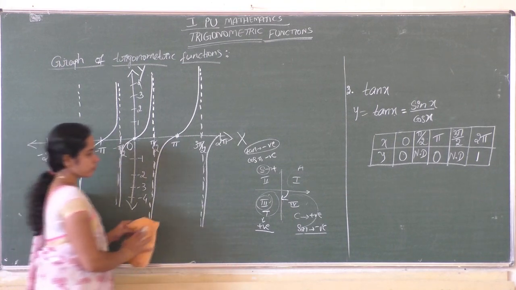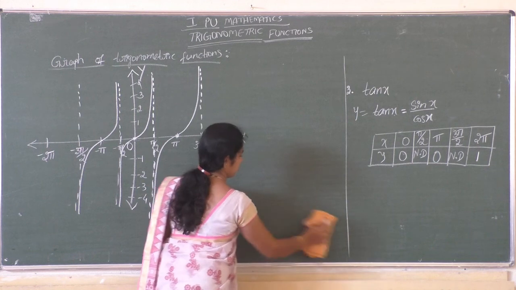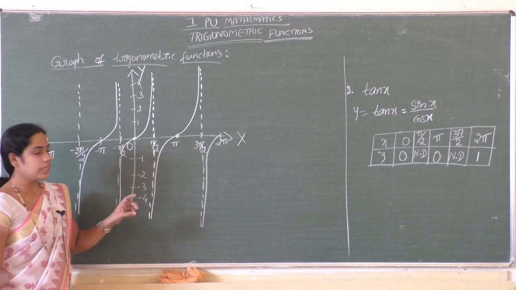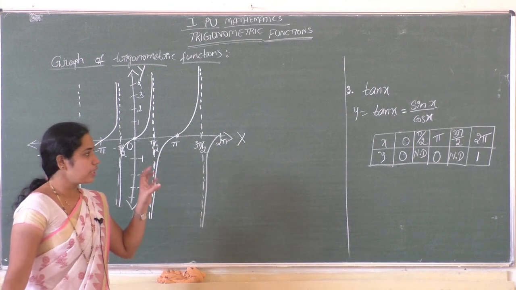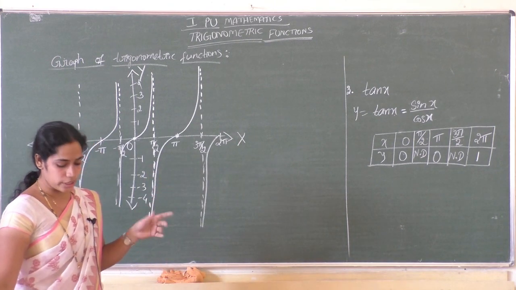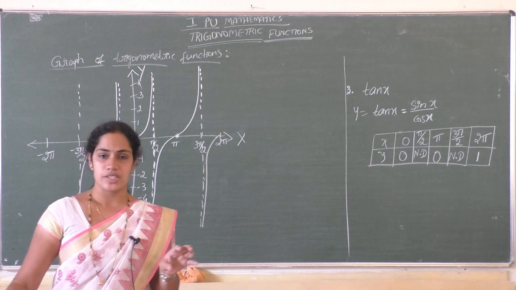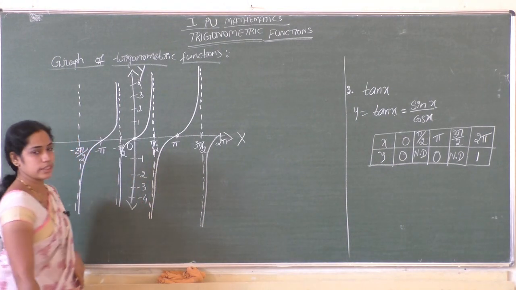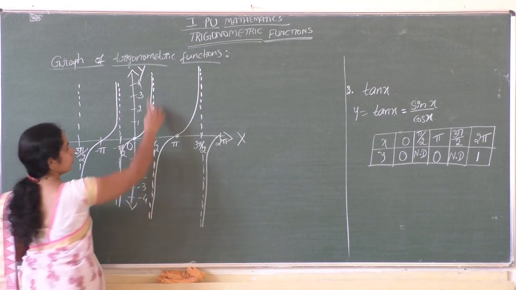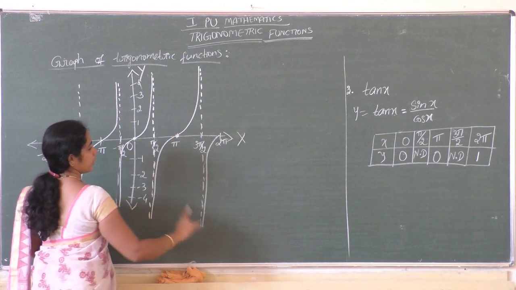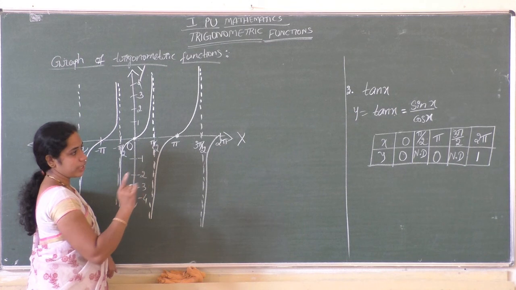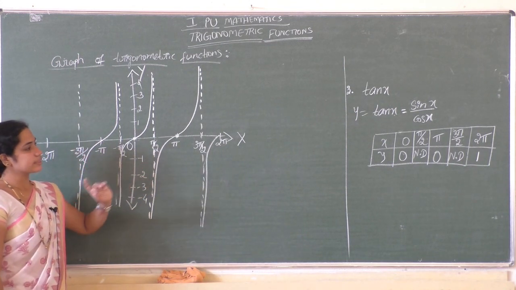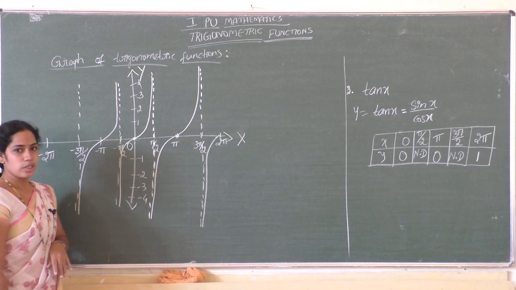Here just remember the table of quadrant signs of trigonometric functions, means in which quadrant that function is positive, in which quadrant that function is negative, like that. Then we can draw the graph. Okay, first we have to draw a dotted line for which value the function is not defined. Then using standard values we have to draw.